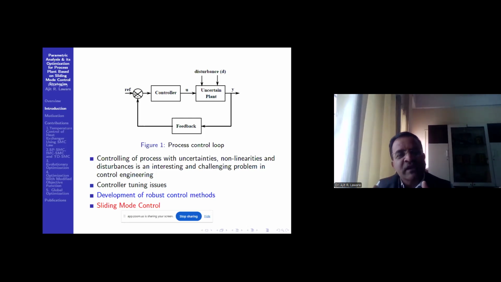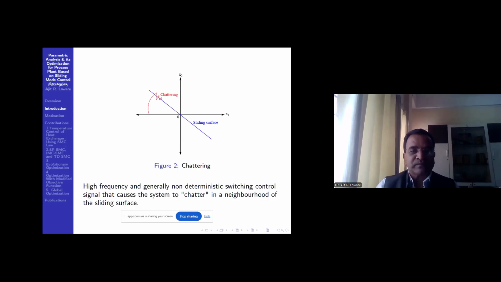Now, one could go for higher order SMC or super twisting algorithms. But super twisting algorithms and higher order SMCs need more information. Hence, researchers like Oscar Camacho and Garcia published in their paper that the first order plus dead time model is very efficient for representing any process control system. And here is the need of sliding mode control.